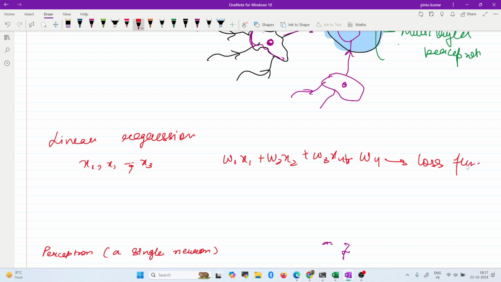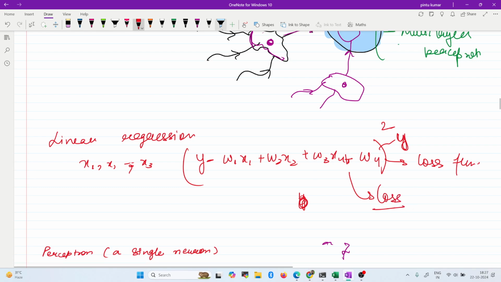Our goal was to find W1, W2, W3, W4, so that this is as close as possible to your Y, whatever you want to predict. And then you used to take a difference between Y and this, then probably square, and this was your loss that you wanted to minimize. Now, if you look at this part, this is a linear combination of x1, x2, and x3, and hence is a linear function of your features. But in real life, your data generally is dependent on your prediction function in some non-linear way.